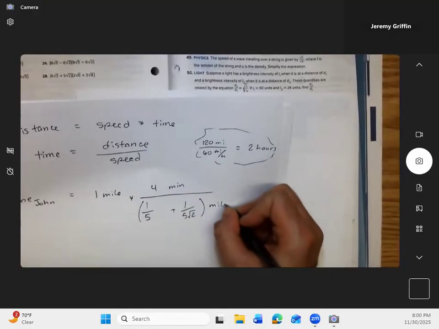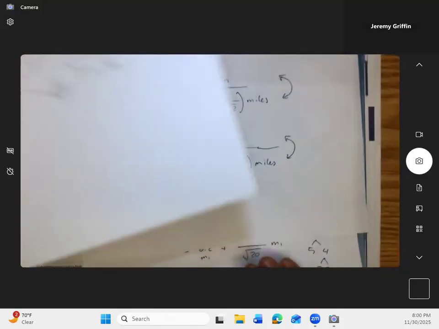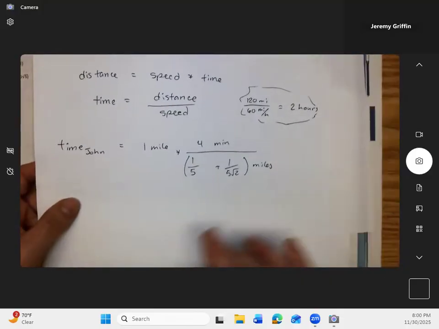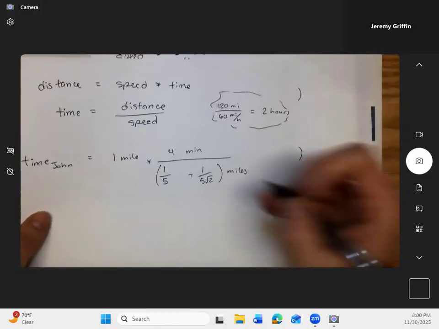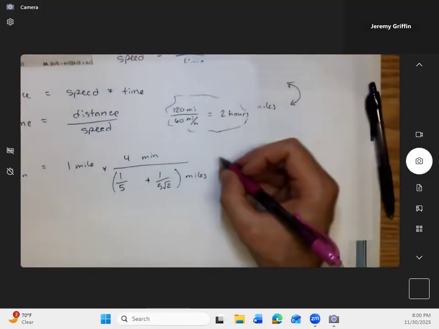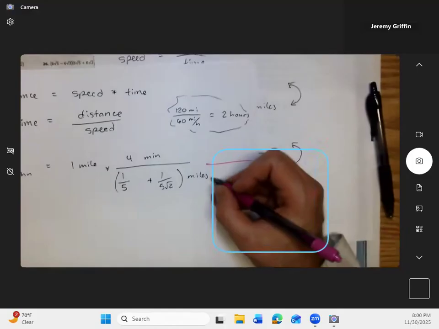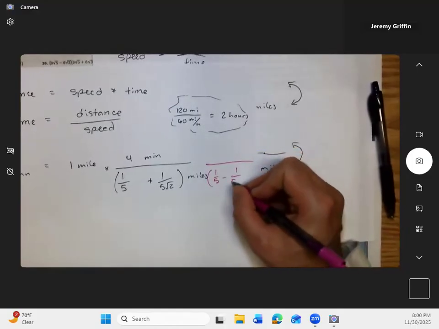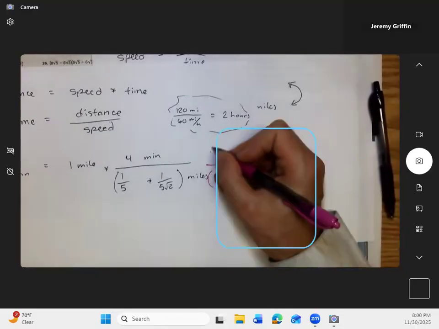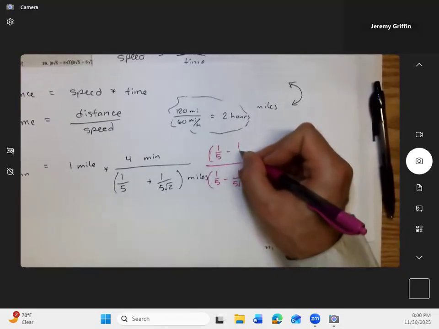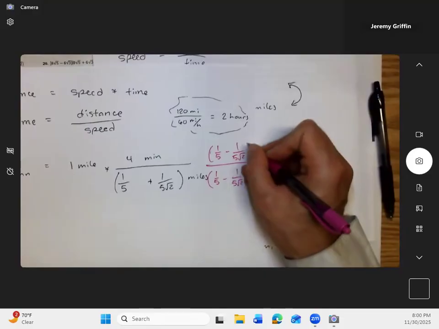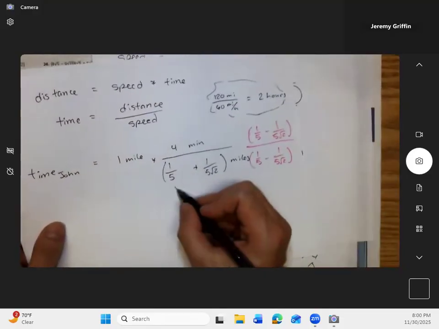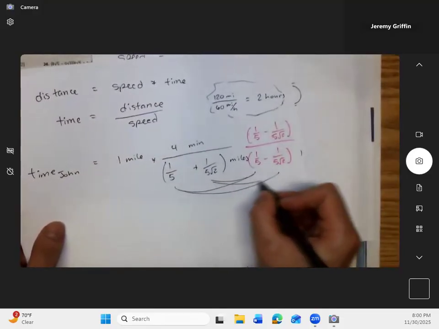Okay. Right, I'll have to eventually do the same thing for J, but I think what I have to bring in here is a conjugate pair. Right, you guys remember conjugate pair? Did a few of these. So multiply top and bottom by 1/5 minus 1/5√2. Okay, right, so FOIL first, outside, inside, last.